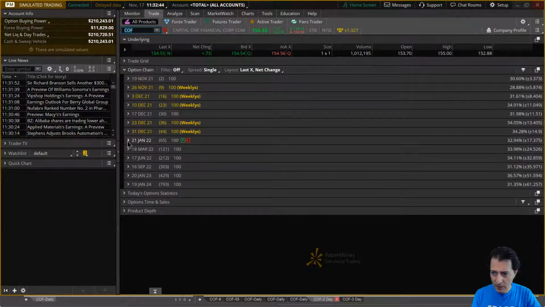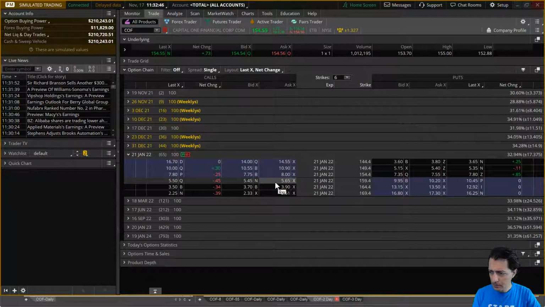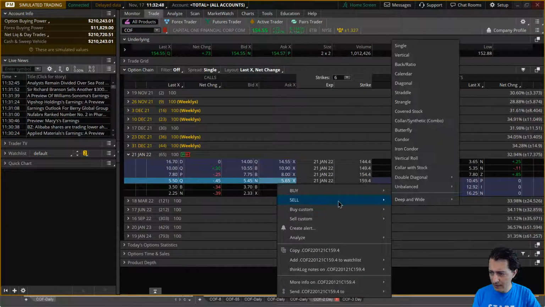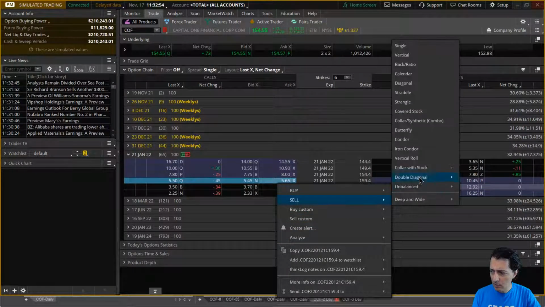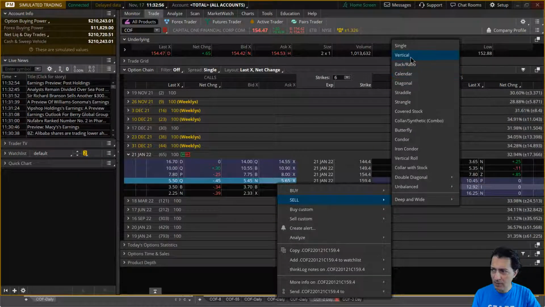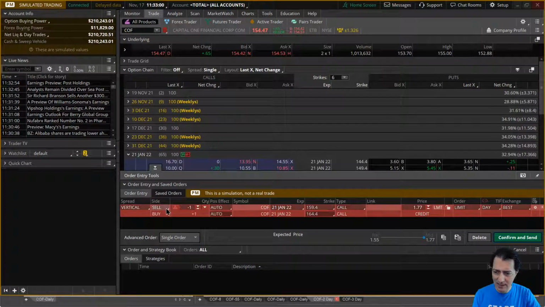So we are using January 21. I'm just going to be selling. By the way, another way I often do it is to go into sell vertical or whatever, and sometimes I will then make it custom. So sell vertical, and then you come here, you make it custom, and you can do anything you want.